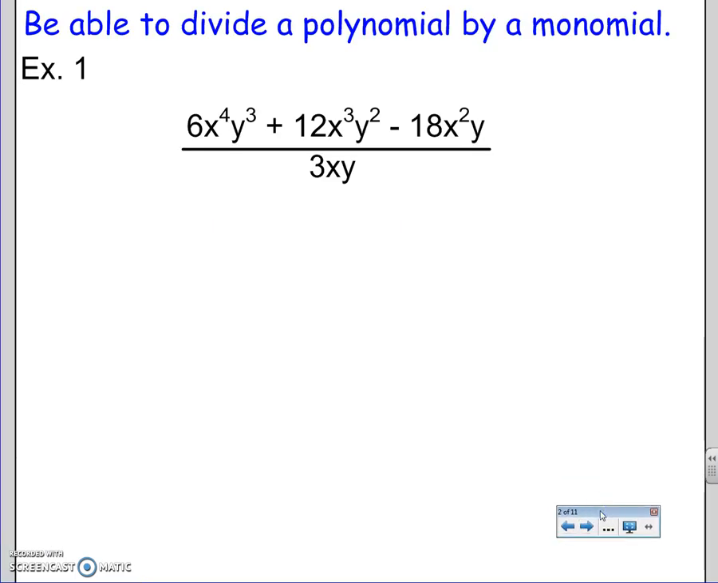So, be able to divide a polynomial by a monomial. A polynomial is two or more terms. A monomial is a single term. All we're going to do here is break up the fraction into three monomials.